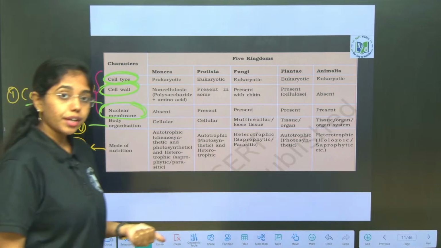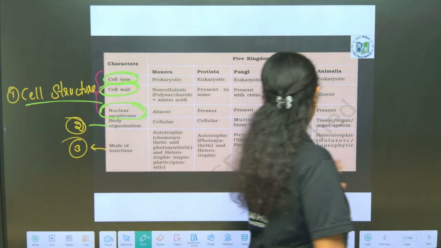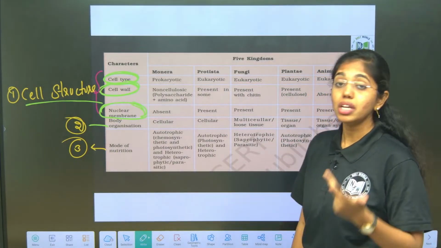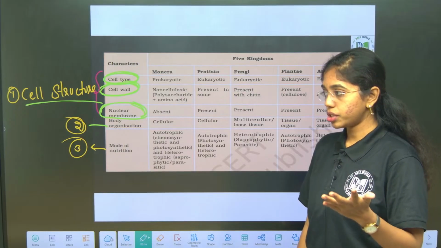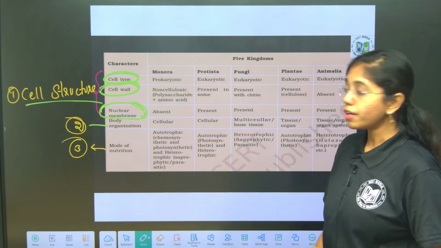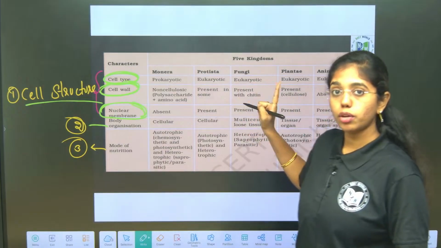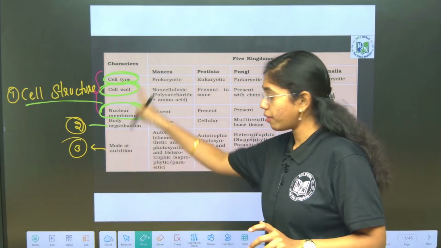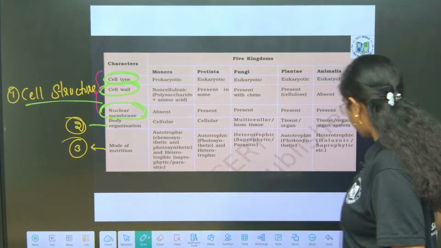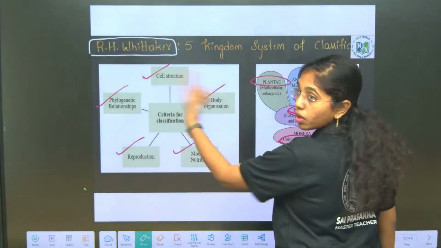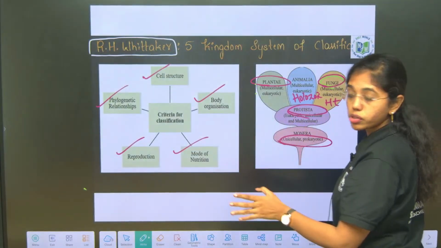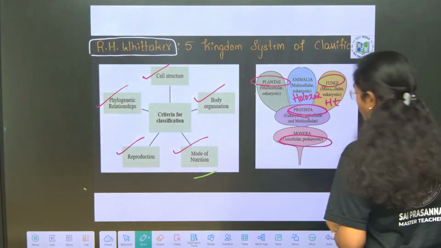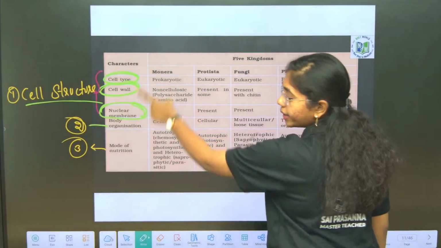Phylogenetic relationships were not included under this. Cell structure, body organization, mode of nutrition, reproduction and phylogenetic relationships, right? Reproduction and phylogenetic relationships were not included in this table. A few students will get confused about which are the 5 criteria, but need not confuse at all. These are the 5 criteria mentioned in your text, of which 3 are highlighted in the table.